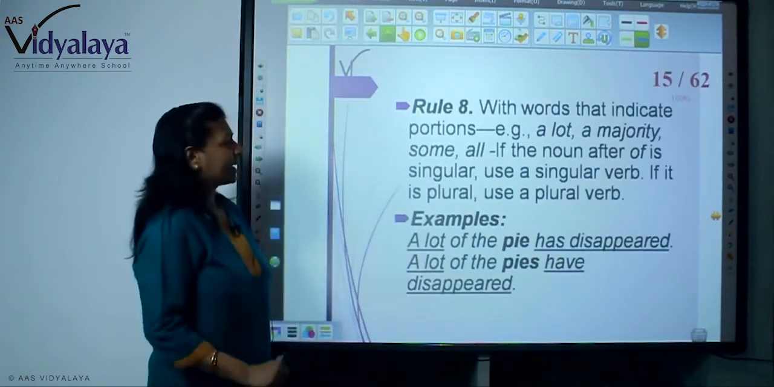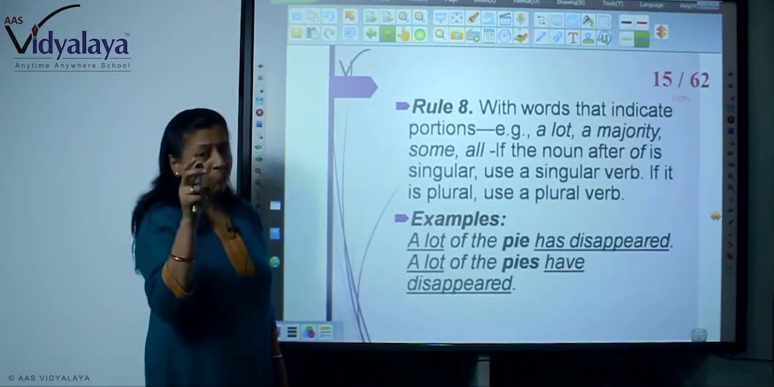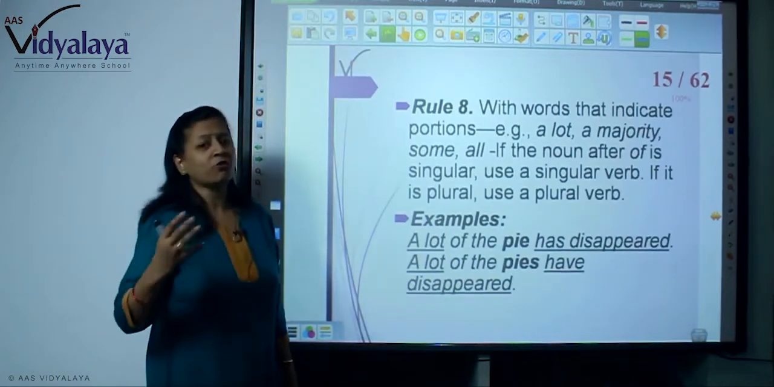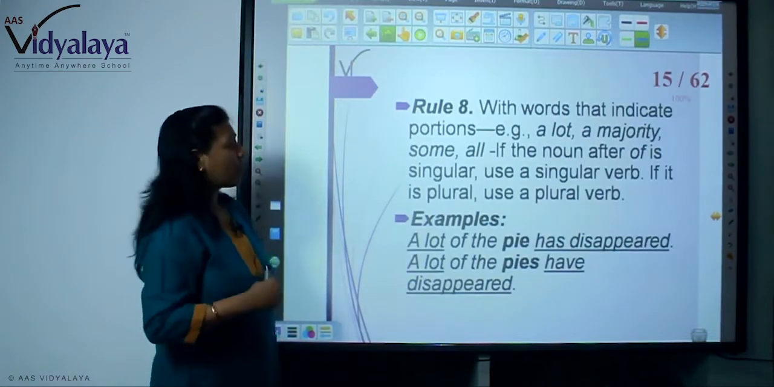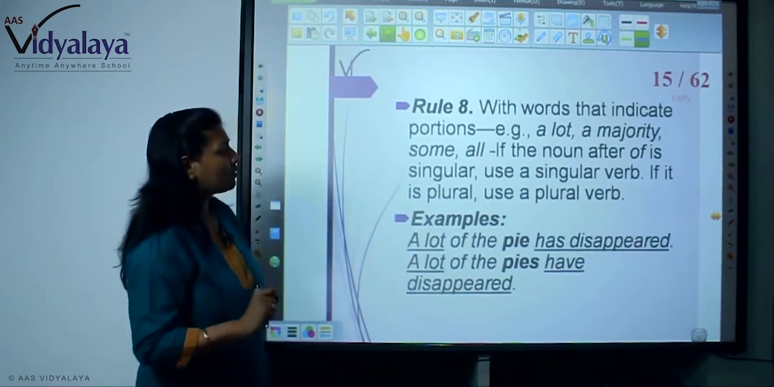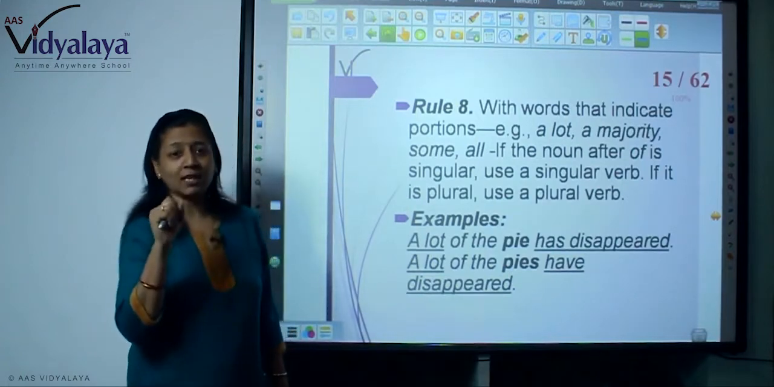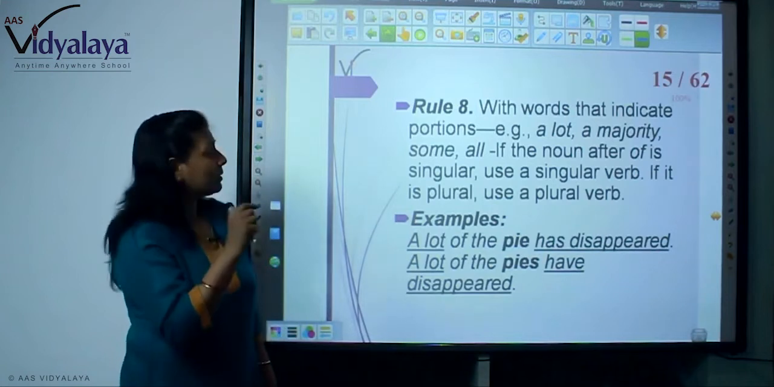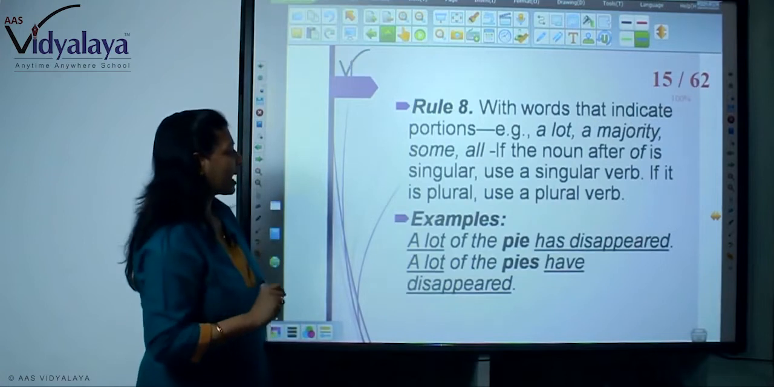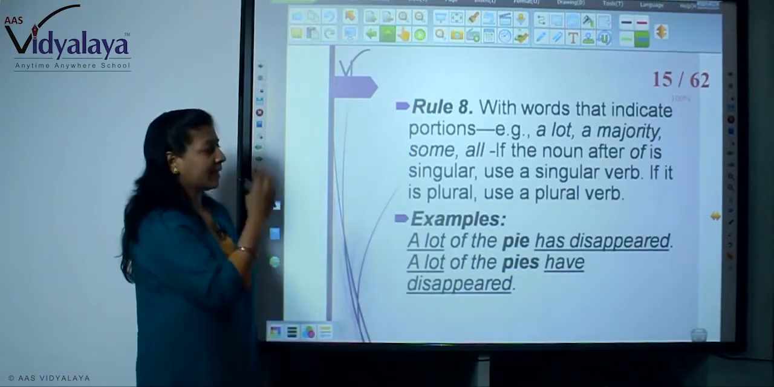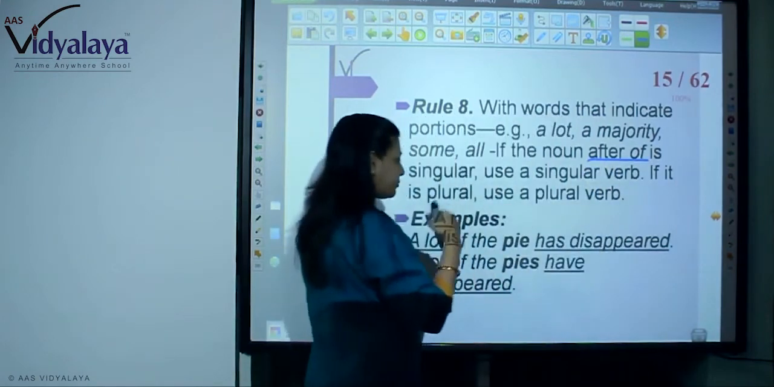Now rule number 8. With words that indicate portions, like a lot of, the majority of, some of them, all of them, if the noun after "of" is singular, as I have told you how to find the subject, use a singular verb. If it is plural, use a plural verb. Here it is after "of", not before "of".